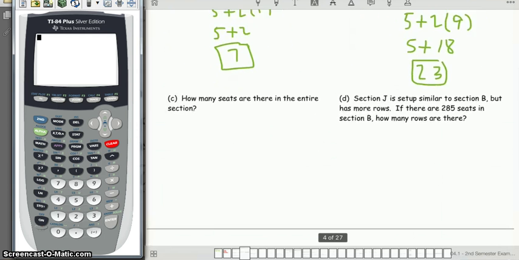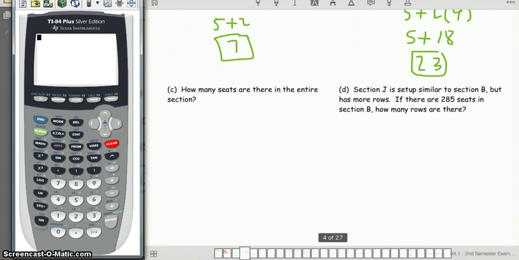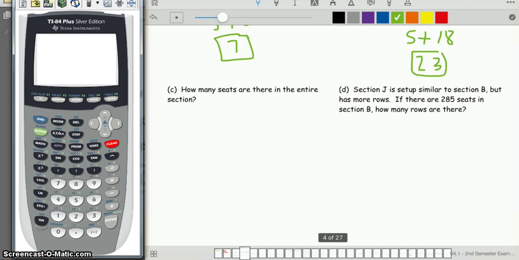Then letter C says how many seats are in the entire section. They're asking me for the sum, so I'm going to find the sum of the first 10 terms. N is 10. The summation formula is S sub n equals n divided by 2 times a sub 1 plus a sub n.